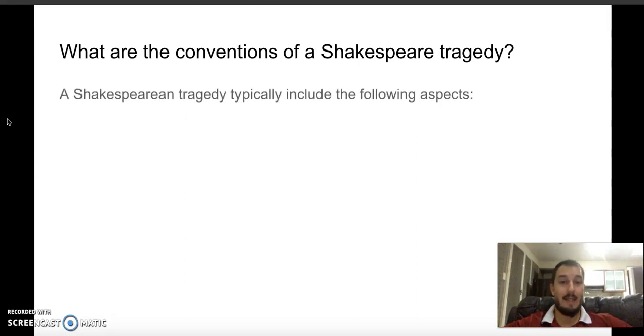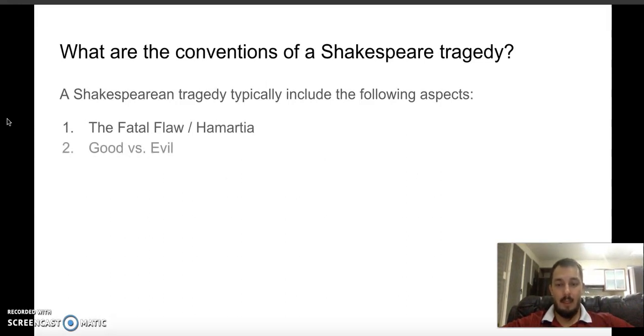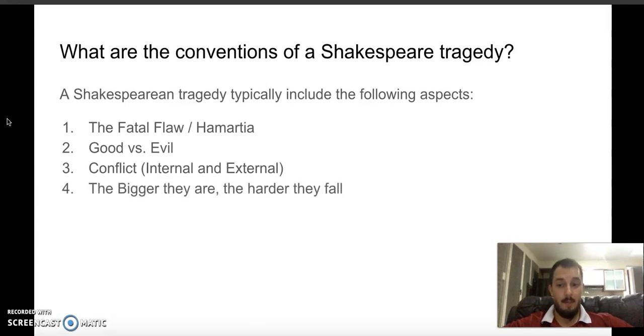A Shakespearean tragedy typically includes the following aspects. You have a fatal flaw, or hamartia. You have good versus evil. You have a conflict, which can be internal or external, or sometimes both. You have the idea that the bigger they are, the harder they fall. You have an external pressure on our protagonist. And you have a 5-act structure. I'm going to talk through each of these one by one.